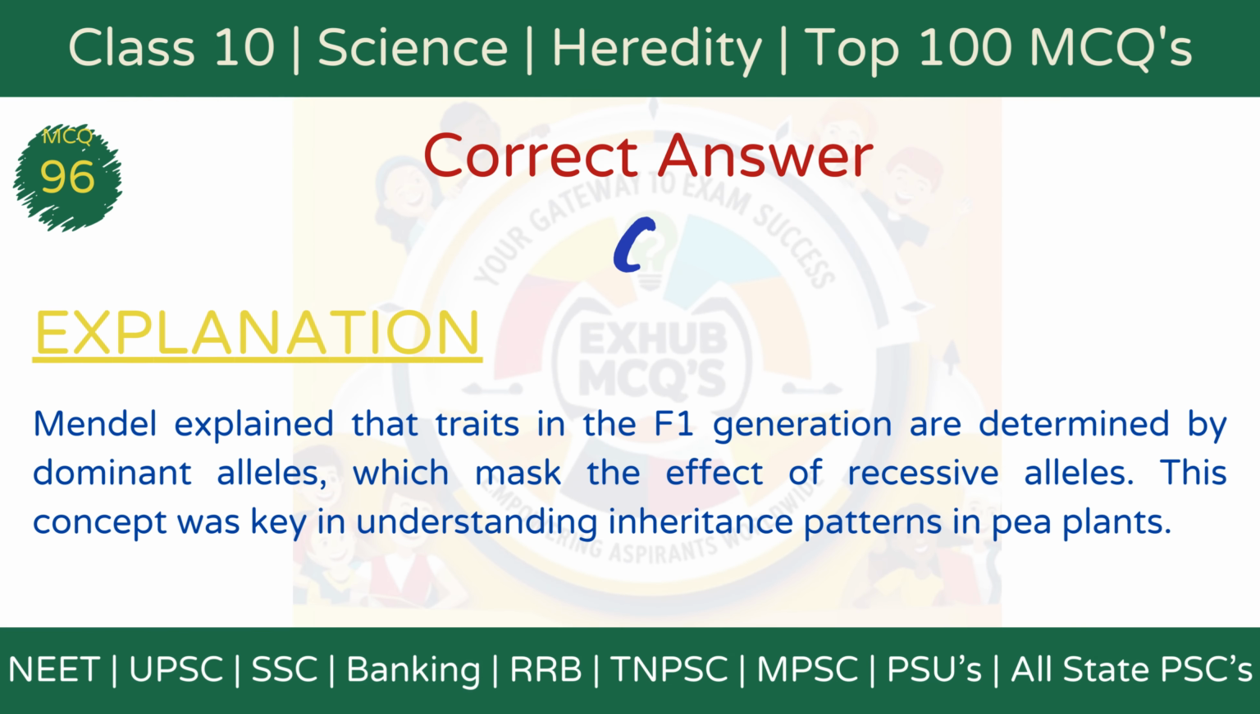The correct answer is option C, by proposing dominant and recessive alleles. Explanation. Mendel explained that traits in the F1 generation are determined by dominant alleles, which mask the effect of recessive alleles. This concept was key in understanding inheritance patterns in pea plants.